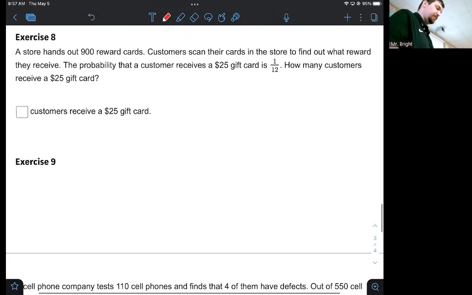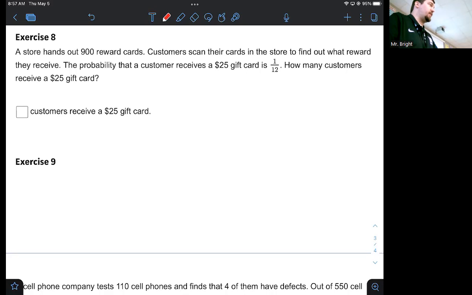Number 8. A store hands out 900 reward cards. Customers scan their cards in the store to find out what reward they receive. The probability that a customer receives a $25 gift card is 1/12. How many customers receive the $25 gift card? This isn't a probability question. They're not asking us for the probability. I already know it's 1/12. They're asking us to find the number of people that are going to win the $25 gift card. This is a prediction question.